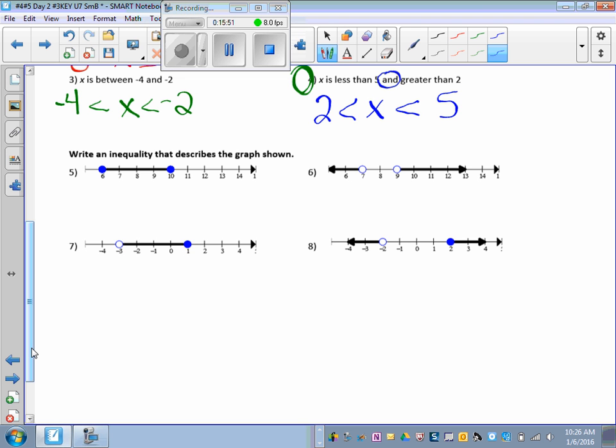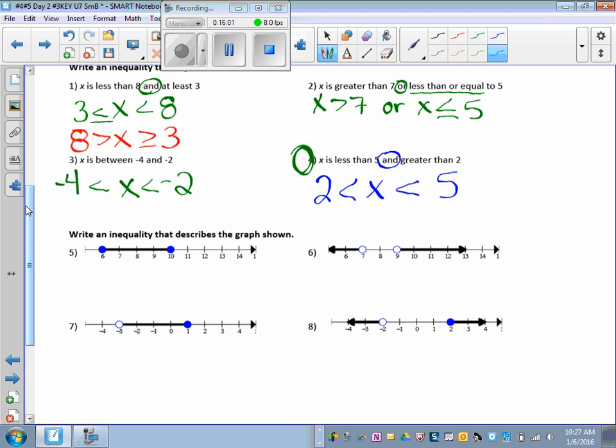Okay, so number 5, we know this is going to be an and statement. And also, just like they use the word between here, we have all the numbers between 6 and 10. So you can kind of use that to help you out as well. Alright, so this is an and statement, so I'm going to have my lower number, x, my larger number.